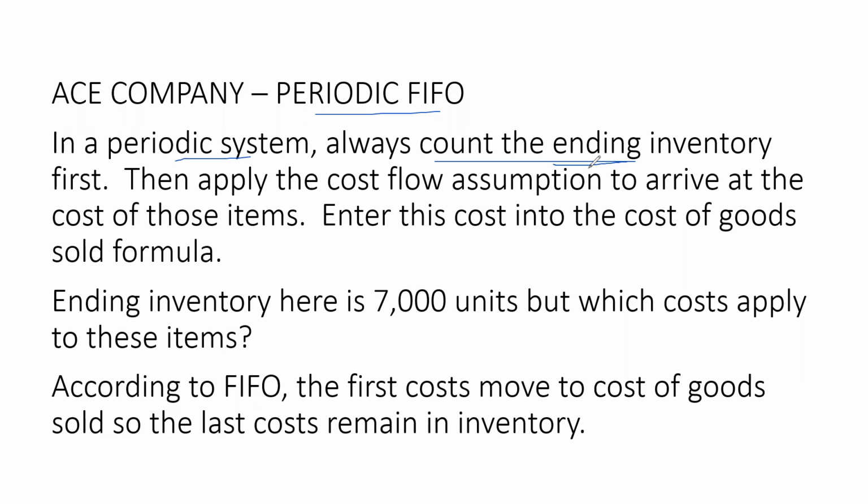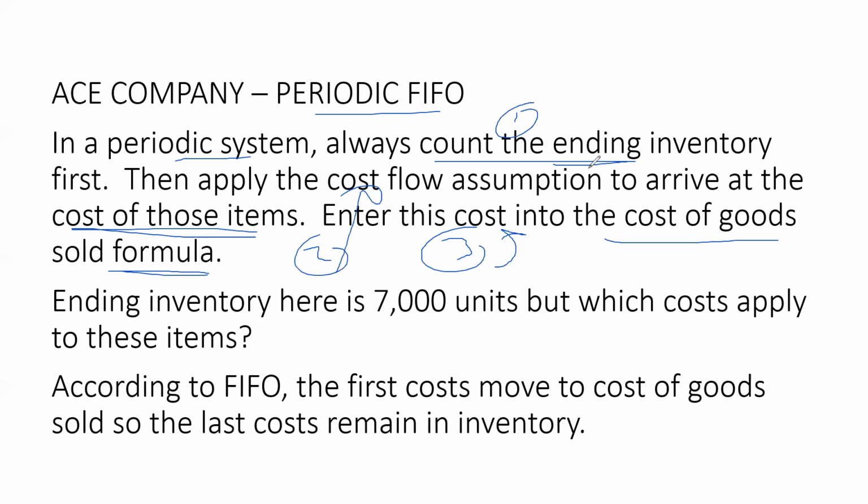But in real life, you have to go out and count that inventory, and that's called taking a physical inventory or a physical count. Once you have done that, then the second thing you do is you apply the cost flow assumption to those units to determine the ending cost of inventory. You count them, and then you apply the cost flow assumption to determine the cost of those ending inventory. That's the second step. And then the third step is that you enter that cost, whatever that cost of those 7,000 units is going to be, into your cost of goods sold formula. There's always a cost of goods sold formula.